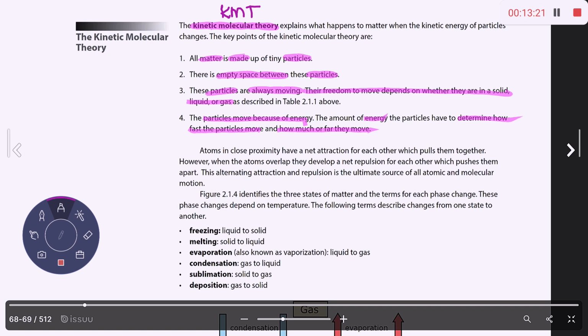Okay? Now, when substances are changing state, we use certain terms. Those terms are listed here. Okay? You should know that evaporation is also known as vaporization. And then if you take a look at the figure that's at the bottom of this page, one side is absorbing energy, the other side is releasing energy.